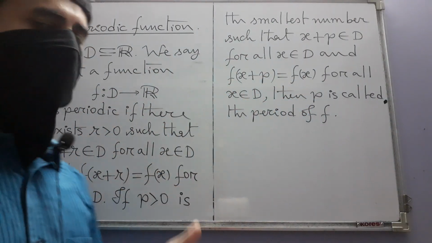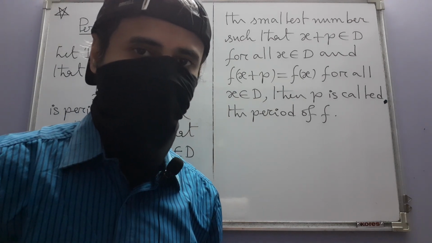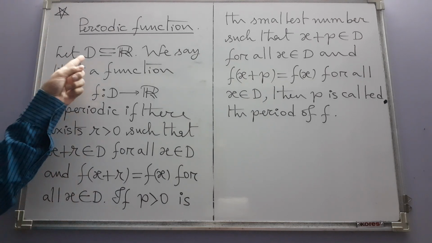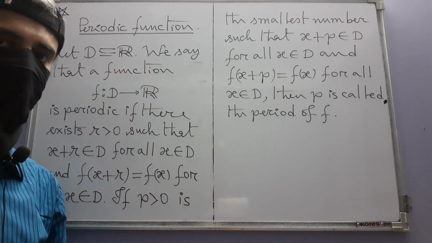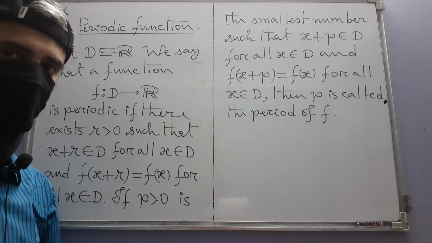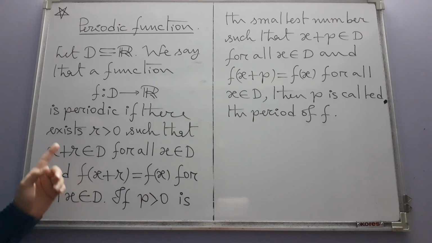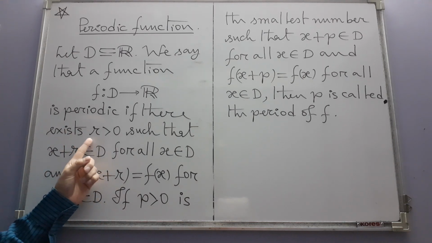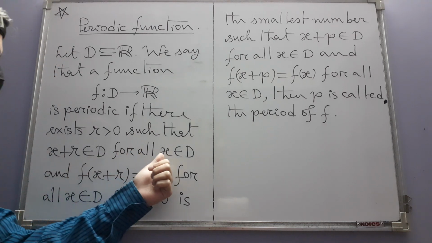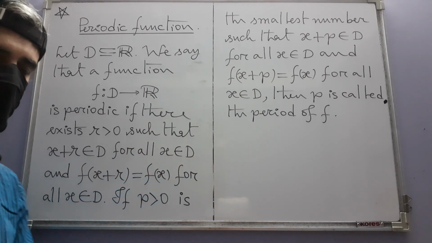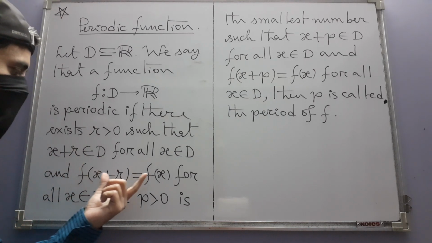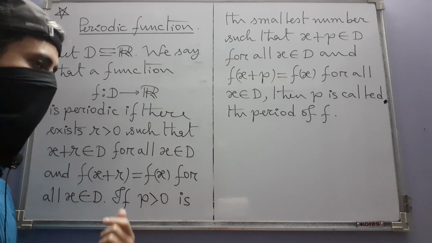Let's consider this definition of a periodic function. We already know this, but let's just see once more. D is a subset of the set of real numbers, and f is a real valued function with D as its domain. Then f is said to be periodic if there exists a positive real number R such that for all x in the domain D, x plus R is also in D, and the values of the function at x and x plus R are the same.